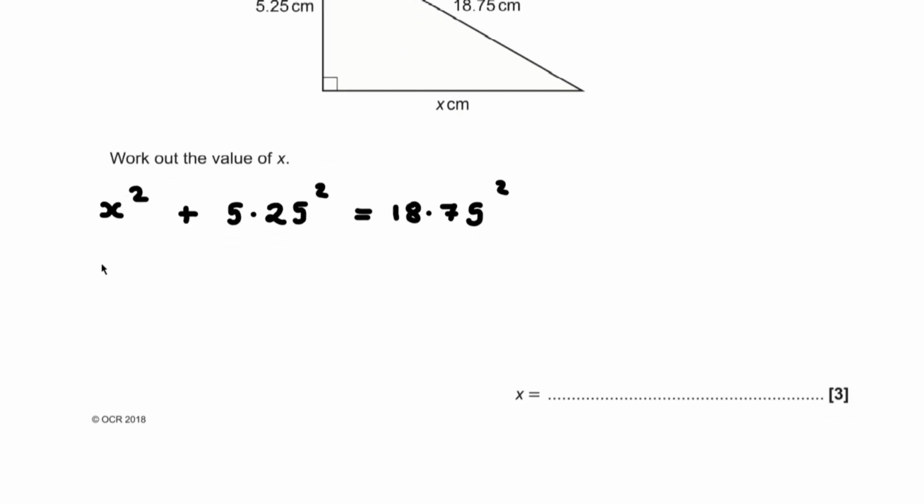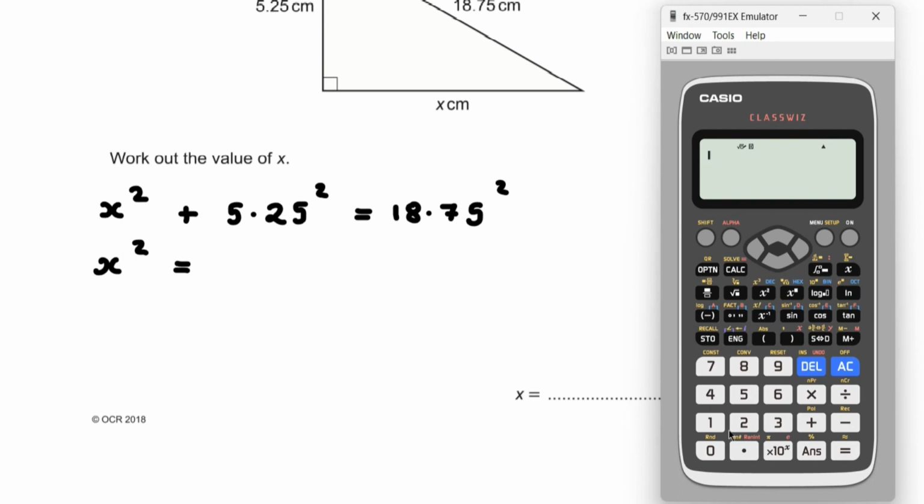So what we can do is find out what x squared is equal to. So I've got 18.75 squared, subtract 5.25 squared, that's 324. So to find out what x is, I need to square root, and therefore x is equal to 18.